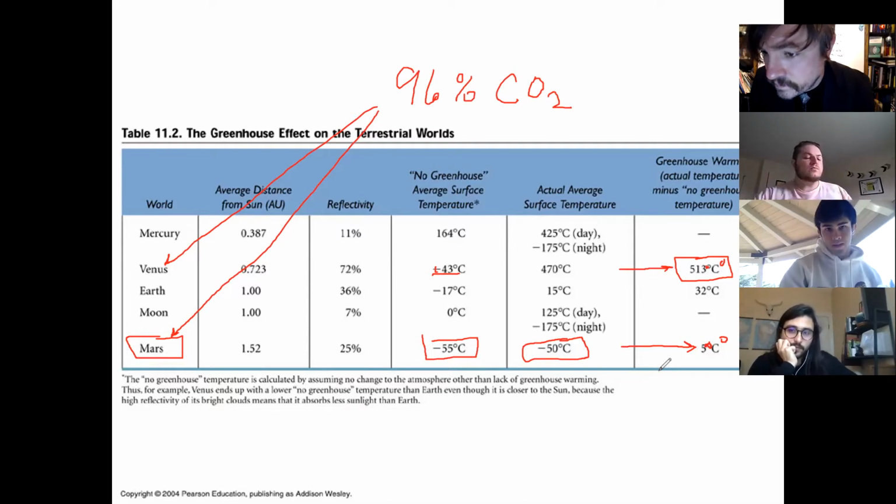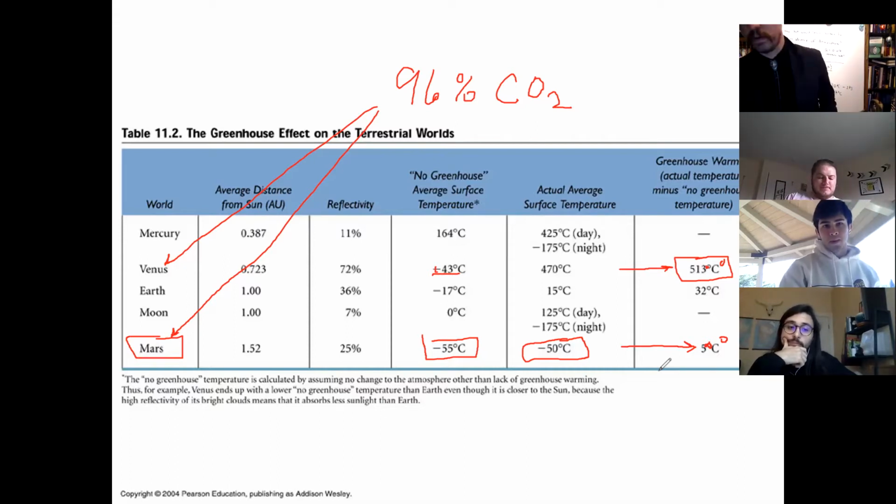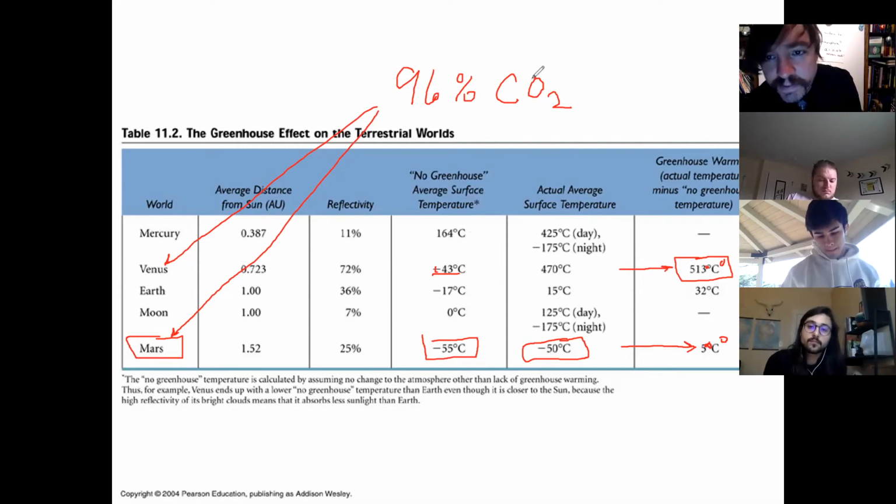The concentration of those gases is probably way different. Like they have the same percentage, but there's probably a lot more carbon dioxide in Venus's atmosphere. Excellent, sir. You do me proud.